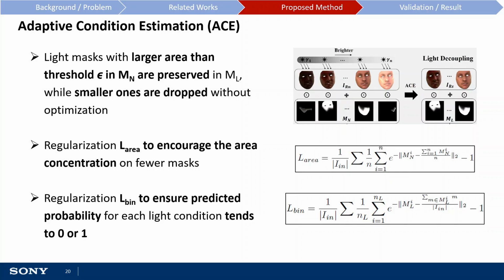Given the number of light masks Mn, same as light condition n, regularization L area is introduced to encourage the area concentration on fewer masks. To ensure each light condition is mainly contained in one mask of Ml, a binary regularization term Lbin is introduced to ensure that the predicted probability for each light condition tends to 0 or 1. In is the number of pixels in the mask, and small m denotes each pixel value in the ith light mask, ml, and L is the number of masks in ml.